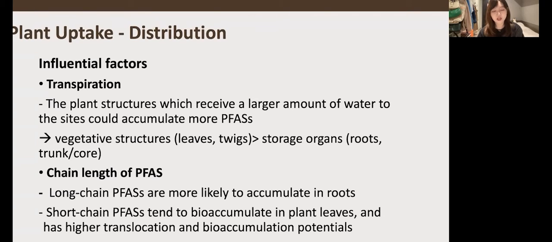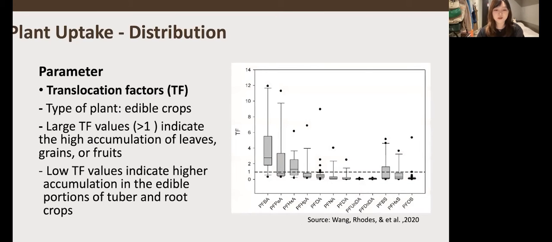From the PFAS contaminant aspect, according to existing research, long-chain PFAS more readily accumulate in roots, whereas short-chain PFAS have a high capacity to be translocated from roots to shoots. One parameter that links to this influential factor is the translocation factor, TF, which is calculated as the ratio of PFAS concentration in shoots to that in roots.